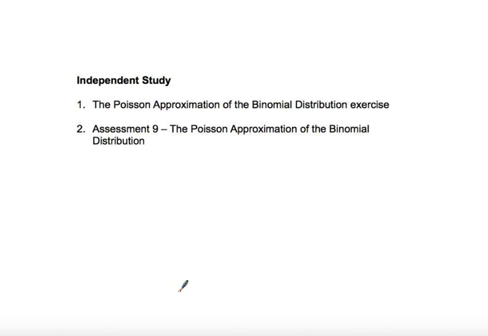Okay, at this point, hopefully you're ready to do some independent study. So have a go at a Poisson approximation to binomial distribution exercise. And then attempt assessment 9, your Poisson approximation of the binomial distribution, to check your understanding.